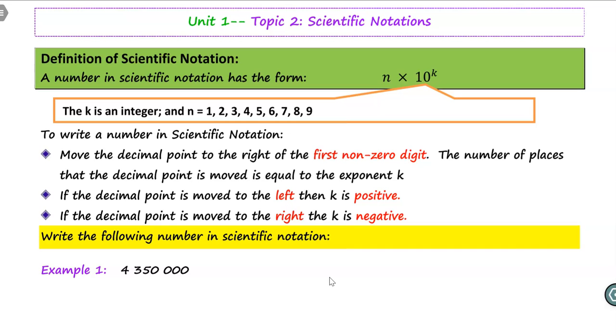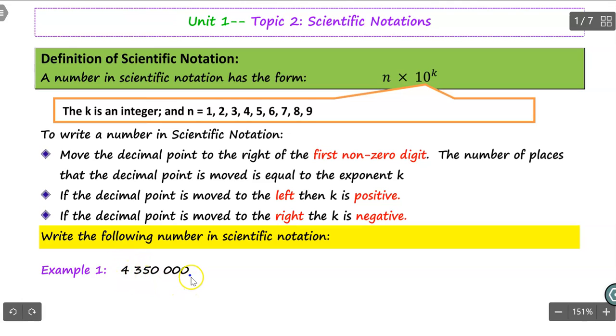For this example, I would like to let everyone know that the decimal point is invisible because we have a whole number, and the decimal point is always after the very last digit. So if it's a whole number, the decimal point is located at the very last digit. However, it's invisible, so we have to write that in before we can start moving it. So I'm going to move it and place it to the right of the first non-zero digit. In this case, the number 4.